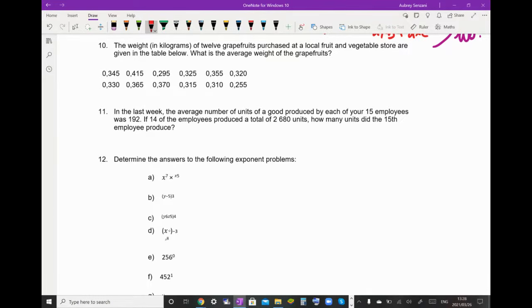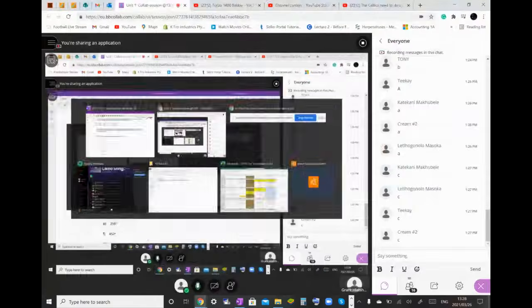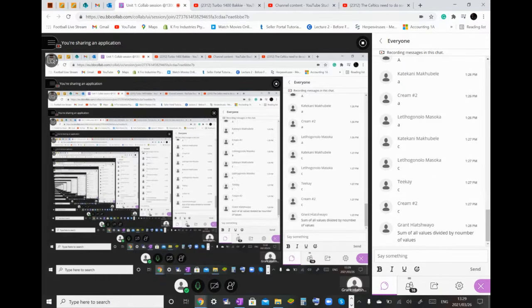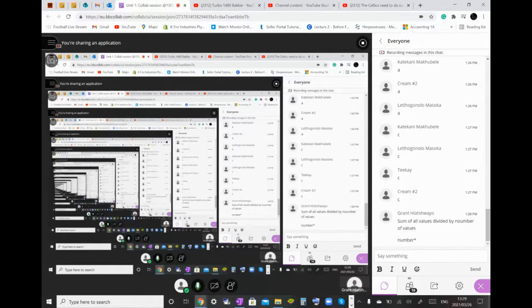How do we calculate the average? Somebody tell me, what's the formula for calculating the average? Sum of all the values divided by number of values. Yes, sir. Thank you, Mr. Grant. That is 100% correct, okay? The sum of all the values divided by the number of values.